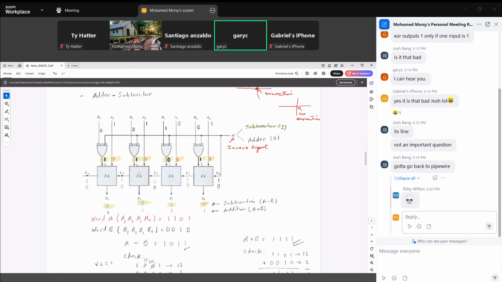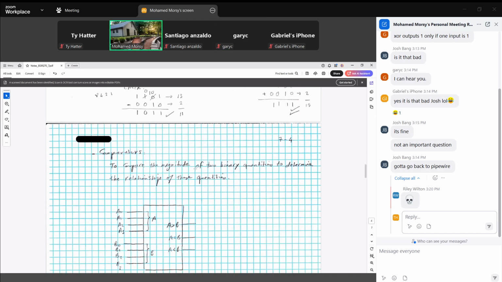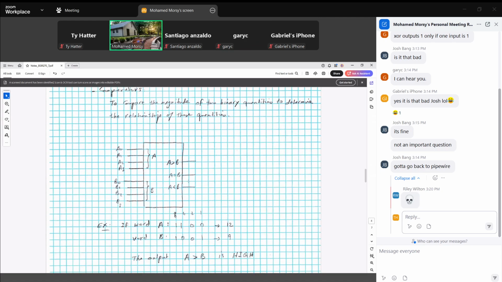Okay, I see. For this circuit, for the purpose of the design of this circuit. Okay? Any other questions, please? Okay.